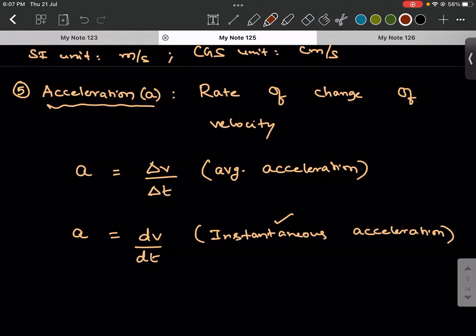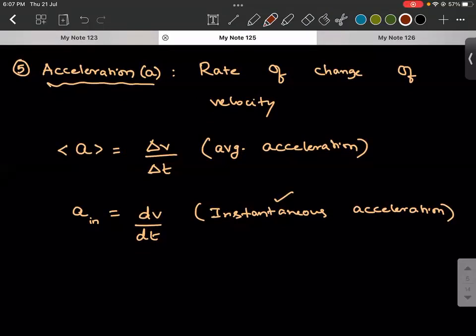Okay. So just to add a point, average acceleration can be represented by a symbol like this, and instantaneous acceleration can be represented with a subscript IN. IN stands for instantaneous.